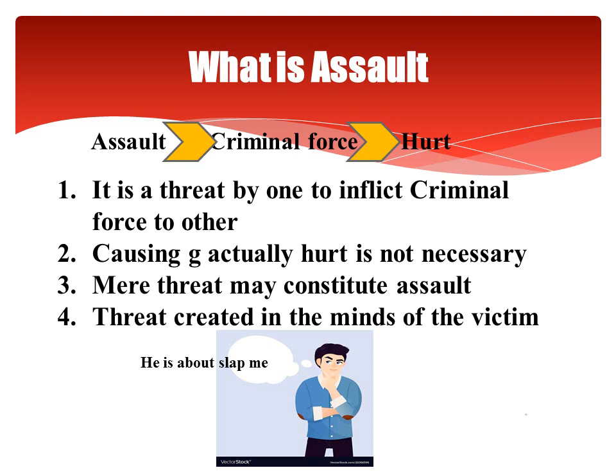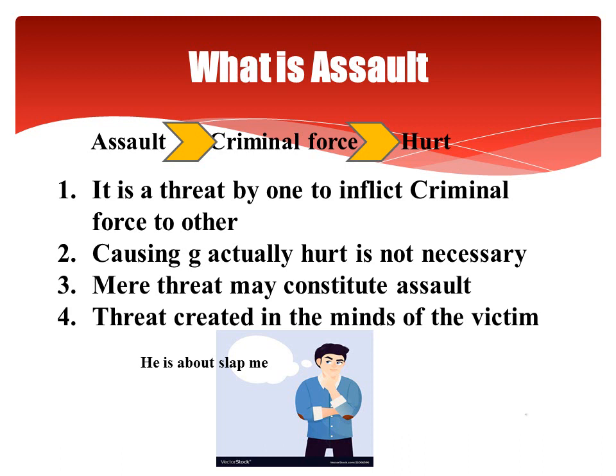So basically it is a threat by one to inflict criminal force against the other. One person giving a threat to inflict criminal force against the other, or causing some actual hurt, is not necessary to constitute the offense of assault. We have understood that it is not a mandatory requirement to cause actual force. Before the actual force, if someone is making a preparation, making a gesture of his body, then here itself it will constitute the offense of assault. So what does it mean? Mere threat, as we have understood under the explanation, mere words may constitute an assault if accompanied with a gesture made by the accused himself.